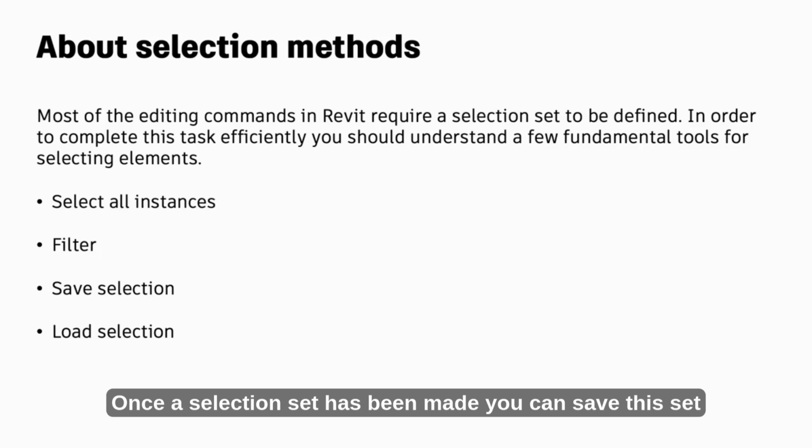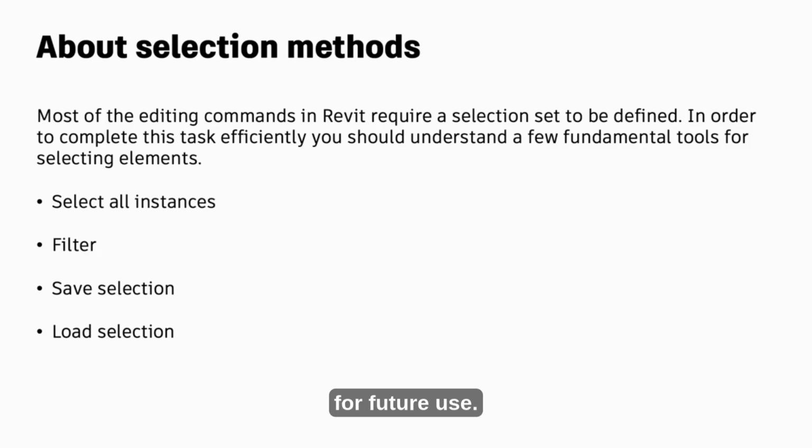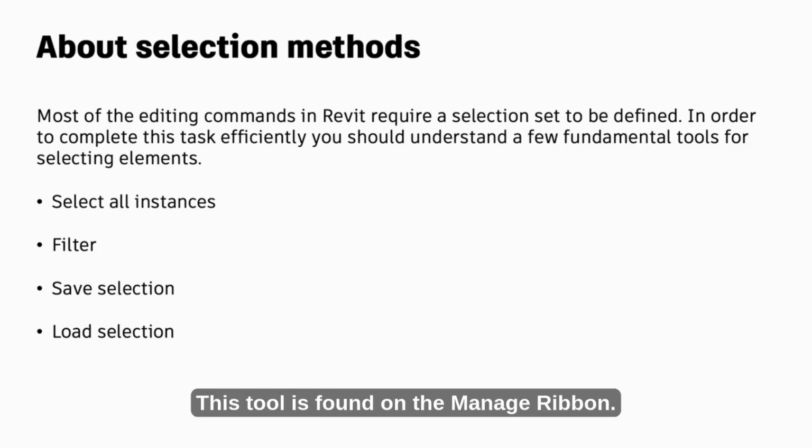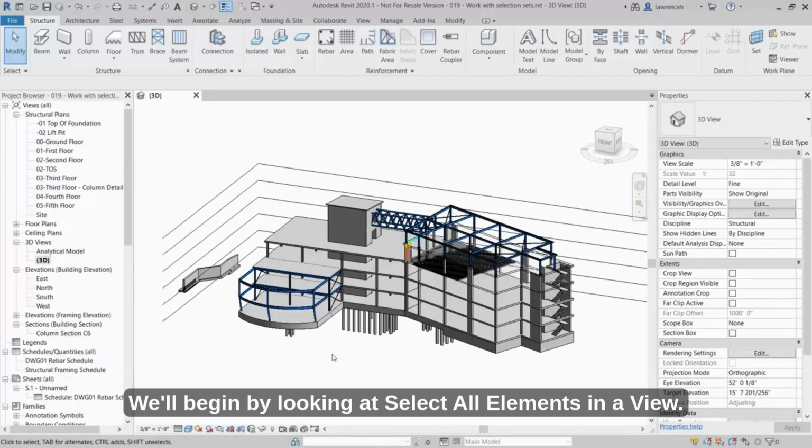Once a selection set has been made, you can save this set for future use. This tool is found on the Manage ribbon. To recall previous selections, use the Load Selection tool, also found on the Manage ribbon. We'll begin by looking at Select All Elements in a view.